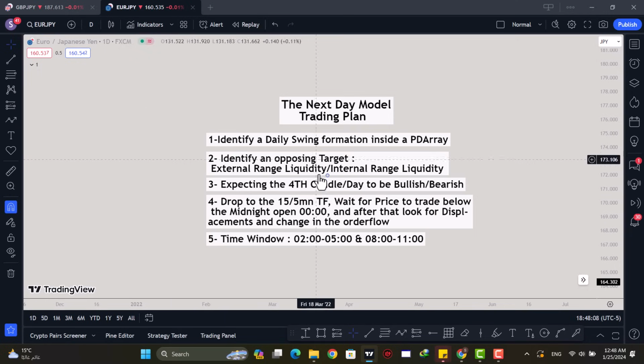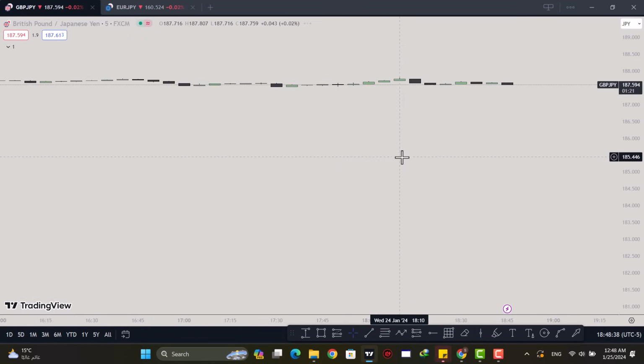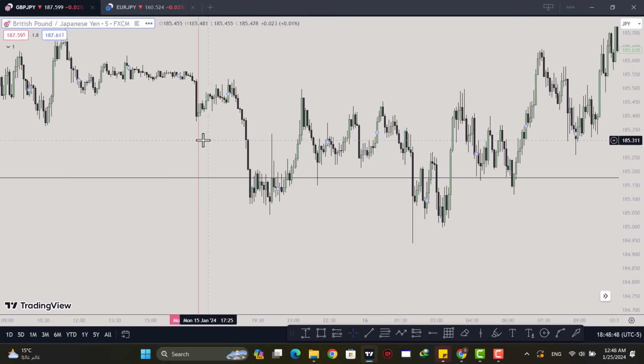Now, what we are going to do is drop to the 15 or the 5-minute time frame, and again wait for price to trade below the midnight open. All right, so let's draw a line right here on this candle. Let's go to the 5-minute time frame, and remember, put a line inside or at the midnight open, not at 5 p.m.